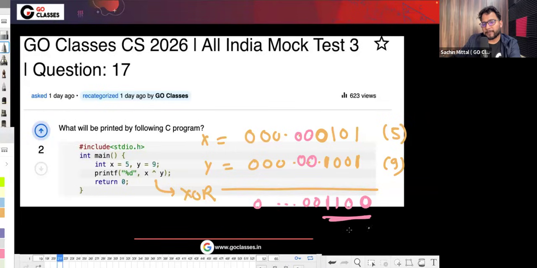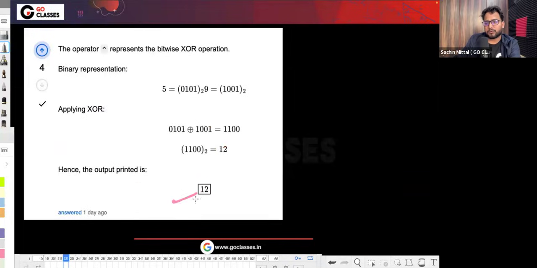So this is basically 8 plus 4, 12. So 12 is the final answer. Understood? It was an easy question. How many of you were able to solve this question in the exam? I think it was an easy question only. Okay. So 12 is the final answer. So that's why 12 is the answer.